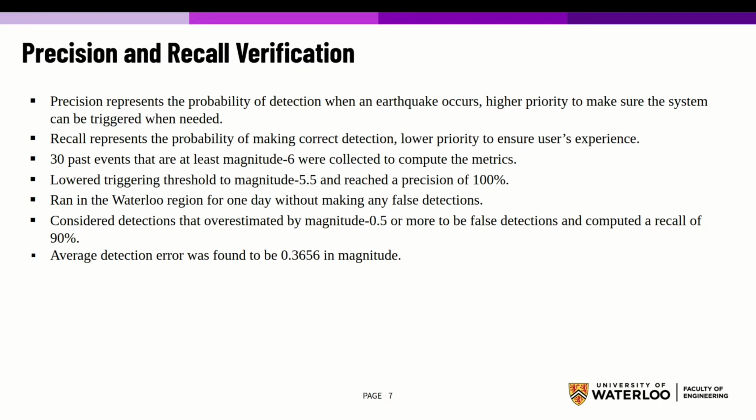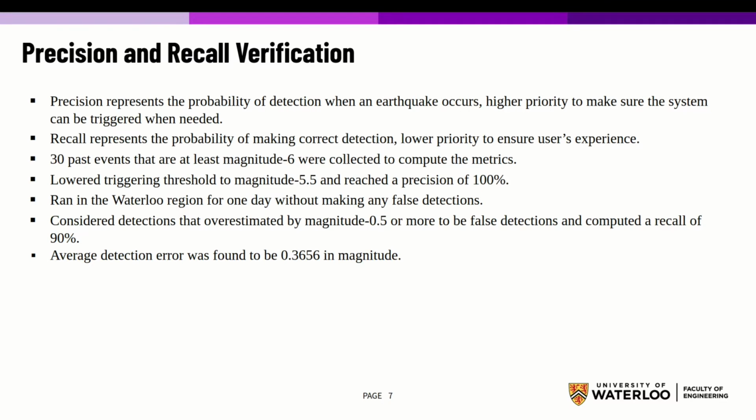To compute precision, we collected 30 past earthquake events. All have a magnitude of above 6. We noticed that the system may underestimate the magnitude, so we set the magnitude threshold to 5.5. We ran our detection algorithm on the test set, and we reached a precision of 100%. For recall, we ran our program for a day in the Waterloo region, and no false detection was made. To further quantify it, we consider detections that overestimate the magnitude by above 0.5 as false detections.